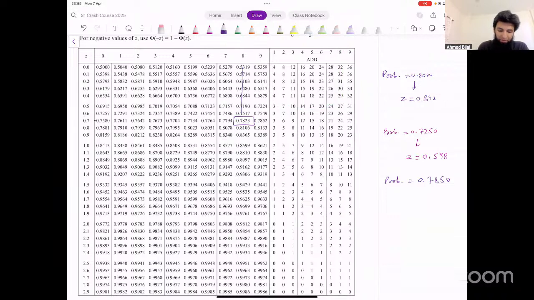That gives us 0.78. Then 23 to 50. 50 minus 23, that's 27. We want 27 on the right side. That's this. That's 9 as the third decimal place, 0.789. Okay. 0.789 is the z value.